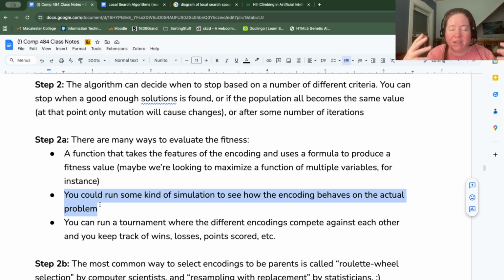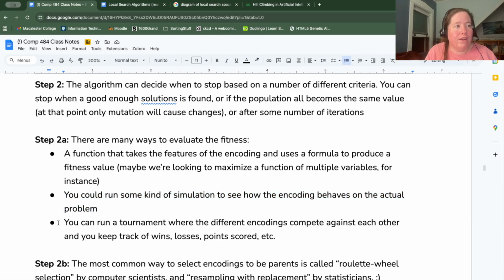We typically have this idea of an agent in an environment. So you could run simulations of your environment with an agent in it who is embodying one of these solutions and evaluate how well it turns out for them. How well did they succeed in that simulation?